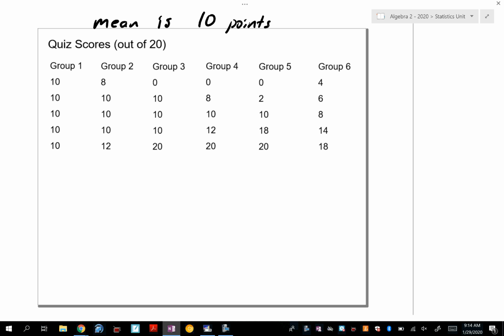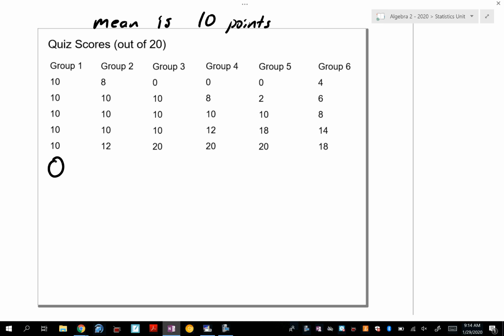So look at group 1. All right, do you see how in group 1, every single person got 10. How far away is 10 from 10? It's 0 units away. So the standard deviation of group 1 is 0 points. Okay? Now look at group 2.